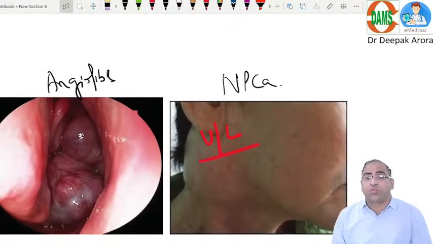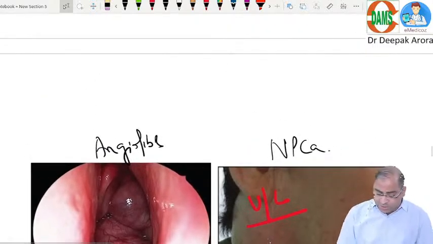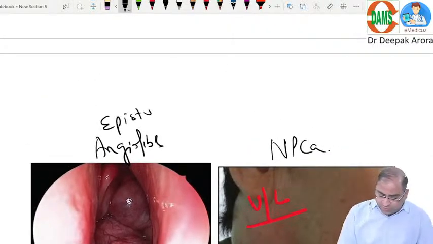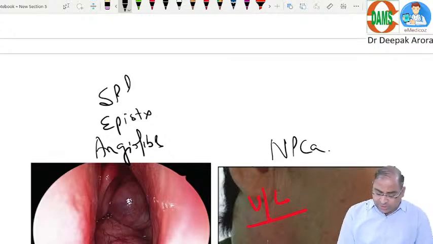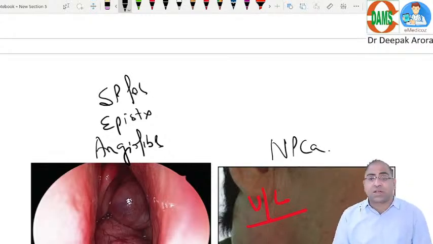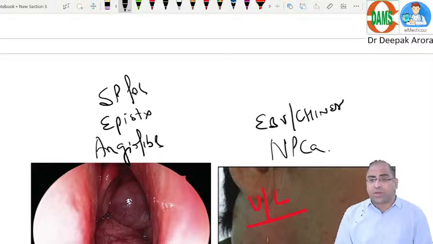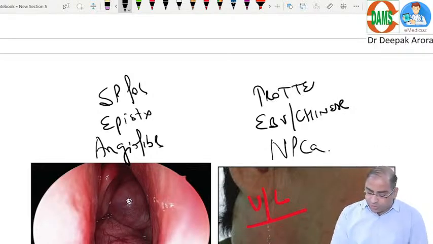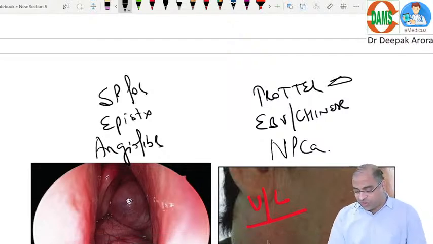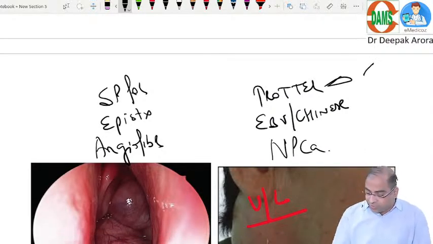In angiofibroma, the most common presentation will be epistaxis. What is the site of angiofibroma? Sphenopalatine foramen. Nasopharyngeal carcinoma is commonly seen in the Chinese population. Which virus is associated? Epstein-Barr virus. You should be confident of Trotter's triad, not Trotter's method. Trotter's method is for epistaxis, Trotter's triad is for nasopharyngeal carcinoma.